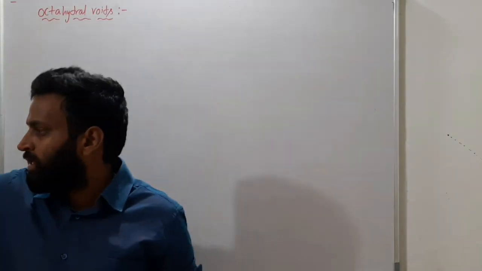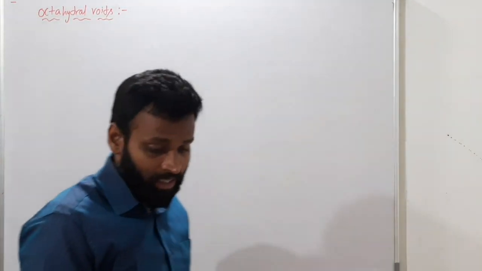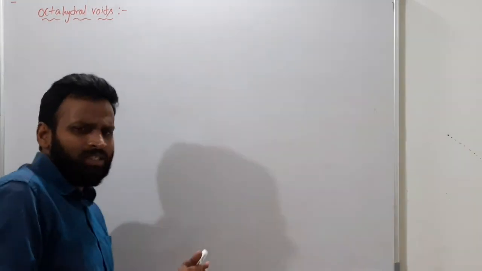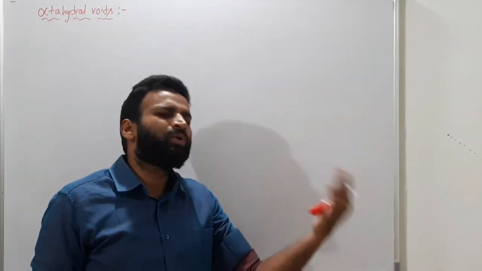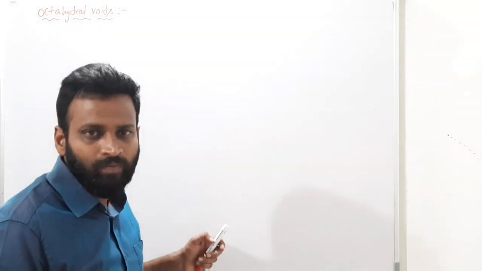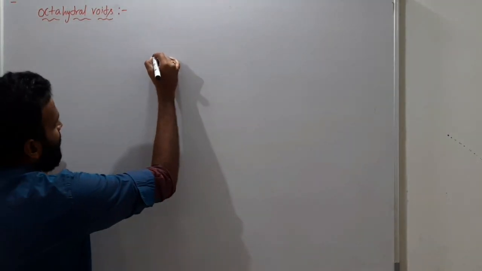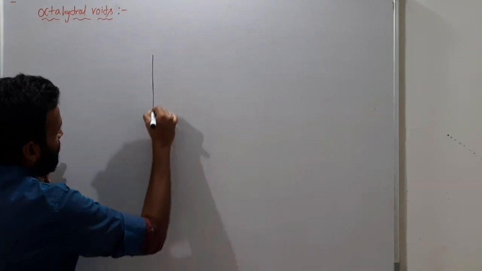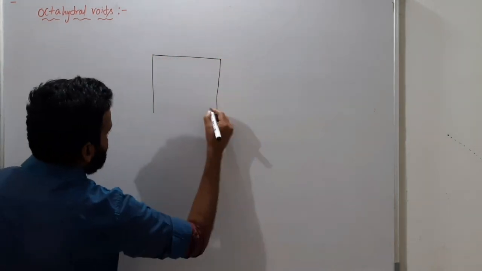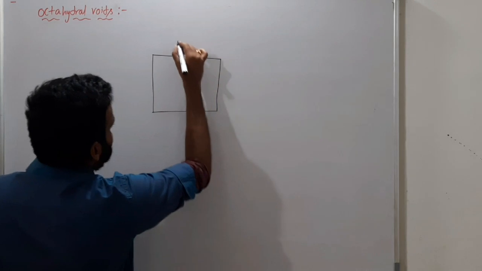Very important: how octahedral voids are forming in FCC, I'll tell you. If you understand FCC, you can understand the remaining also. It's very simple. I'll draw that FCC crystal lattice unit cell here. Again I'm drawing the same.